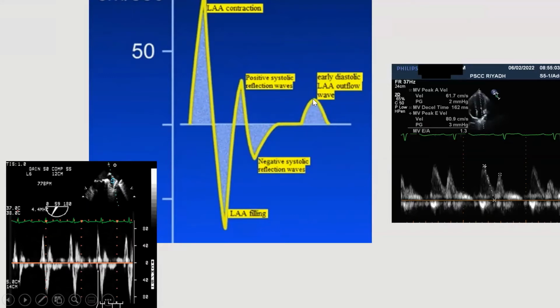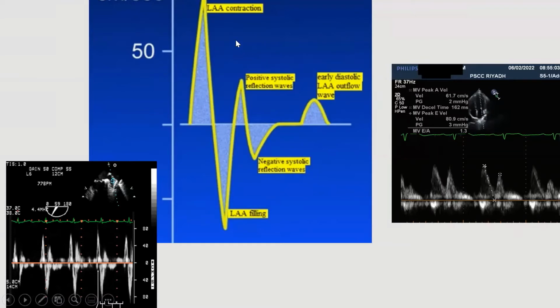So look at the passive emptying from the LA appendage, this much. Look at the atrial contraction flow, this much. Compare it to the mitral inflow. The initial flow is the big deal. The atrial contraction is not that much. So we are talking about 70/30 or 80/20 in the mitral inflow, and the reverse in the LA appendage. So the LA appendage is more dependent on atrial contraction for emptying than the left atrial cavity.